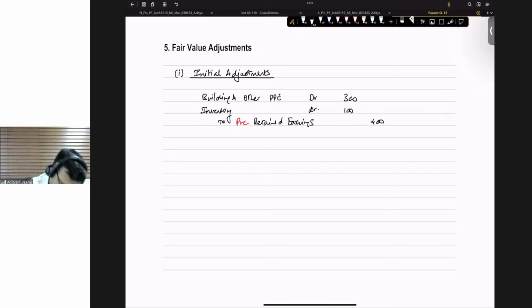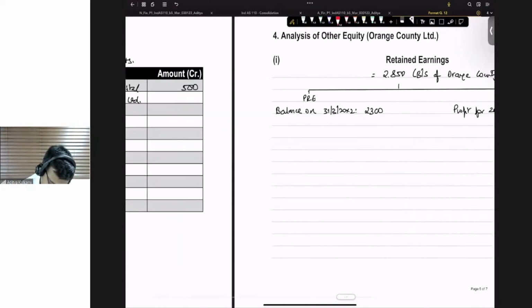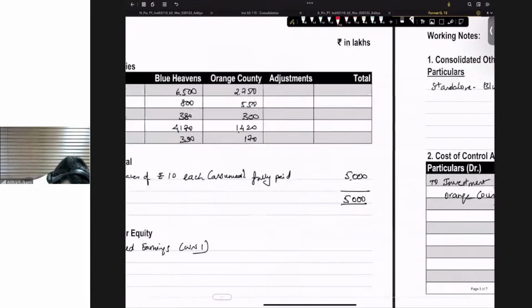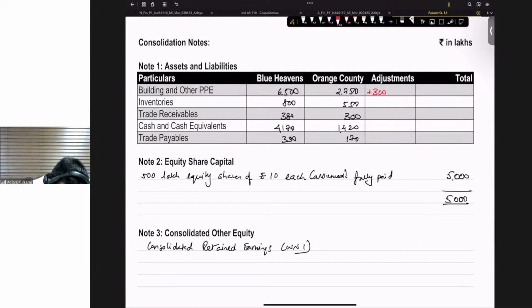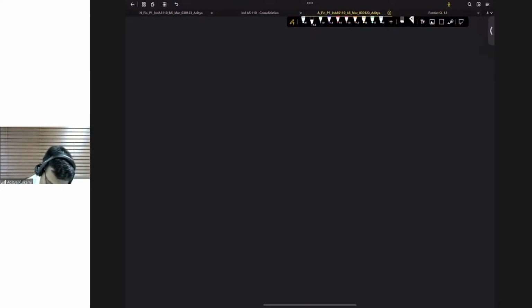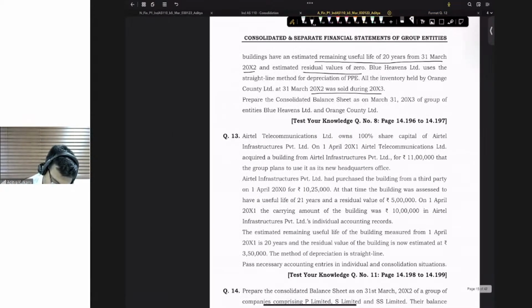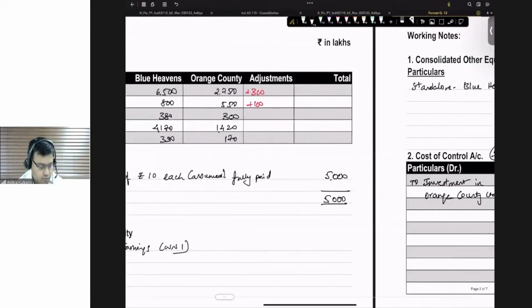Okay, so where are you going to give the effect of this? Note 1, and this will be working note 4. So go to note number 1. Building and other PPE, add 300. Inventory, add 100. In the case of inventory you can add 100. Okay. So that is done. Let us move on to the next.